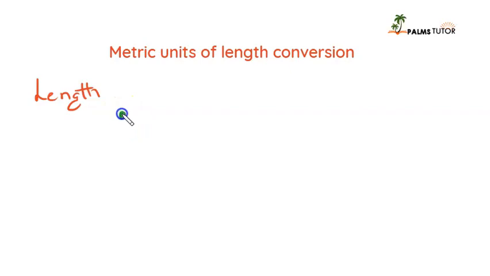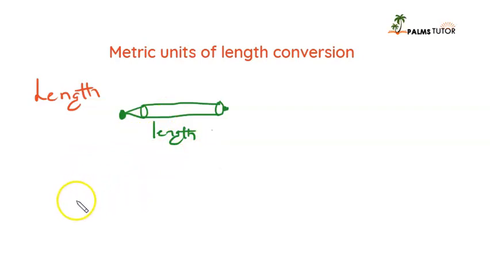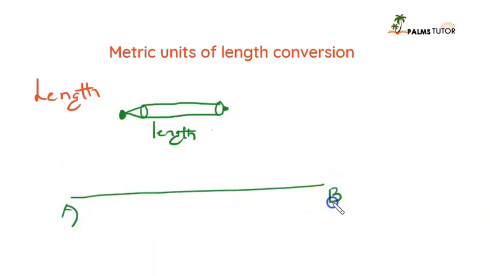If we have an object like a pencil, let me have my pencil. I'm just using that dot to mark it. So I have a pencil. The length of this pencil is the distance from this end to this end. That's the length of the pencil. So length measures the distance between one point and the other. We can also say point A to B.